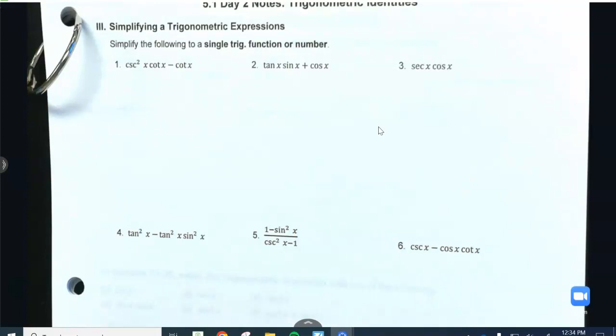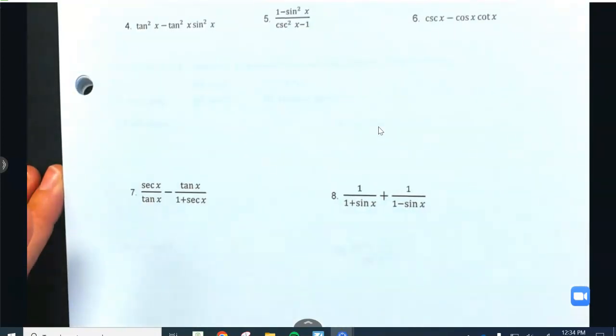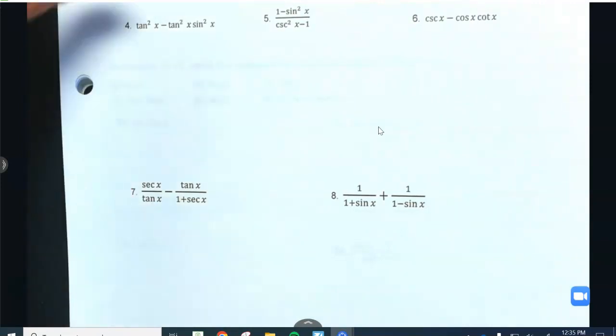Down at the bottom, it's off my screen, but 7 and 8. 7 is the most complicated problem on here. So on 7 and 8, you have to combine rational expressions, which is something you did in Algebra 2, combining fractions with variables. So you are going to be pulling in a lot of Algebra 2 on this unit because we're solving, y'all. And that's what algebra is, it's solving. But we're going to save this for number 3.